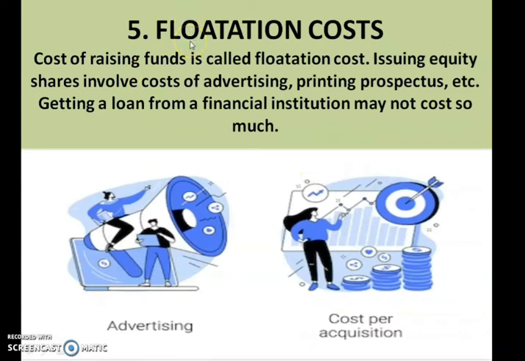Then the fifth factor which determines your debt and equity source of finance selection is floatation cost. Now, what is this floatation cost? Cost of raising funds is called floatation cost. Children, for raising the fund, some cost is involved. For example, if you are raising the fund through issuing of equity shares, then you have to advertise that; advertisement of such an issue of shares has to be made.